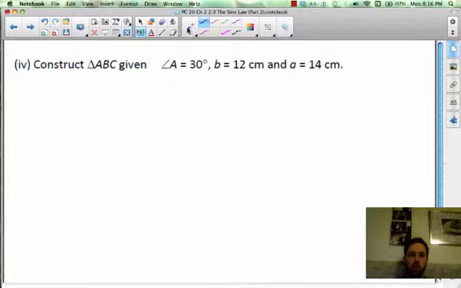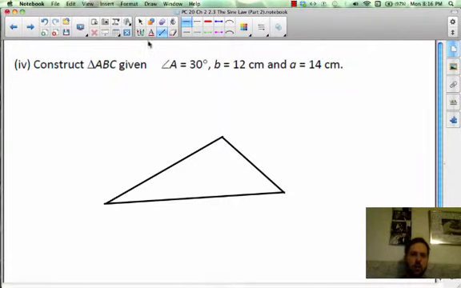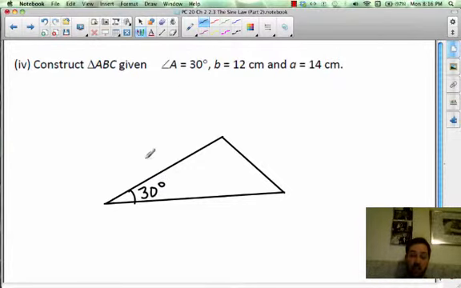So construct triangle ABC given this information. So we're going to try this. So our angle A is going to be 30 degrees again, so let's make a big triangle here. Call this 30 degrees. Now, of course, I'm not making my triangles perfectly to scale. It does help if you do. So this is 12 centimeters.